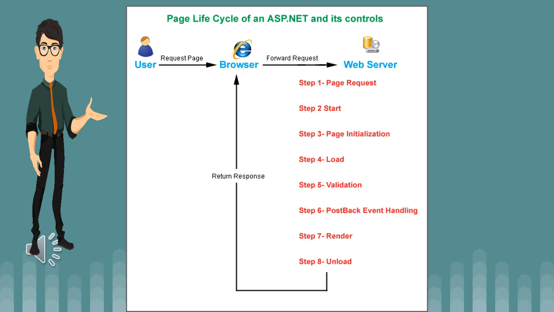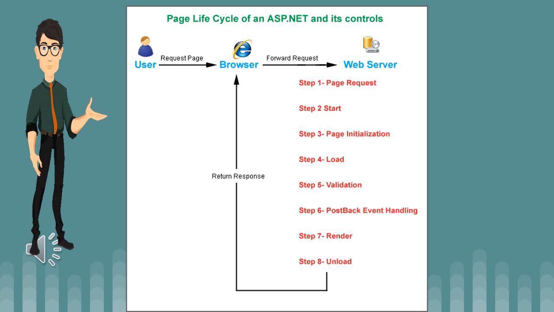Page request. The page request occurs before the page lifecycle begins. When a user requests the page, ASP.NET determines whether the page needs to be parsed and compiled, therefore beginning the life of a page, or whether a cached version of the page can be sent in response without running the page.